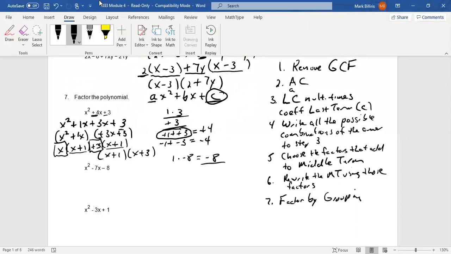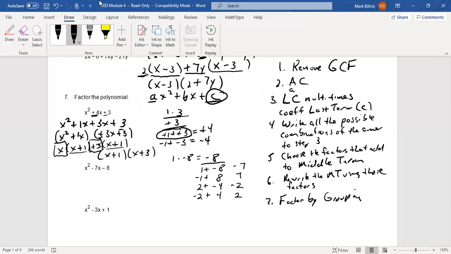Next, I'm going to write the possible combinations. So to get a negative 8, it's 1 times negative 8, negative 1 times 8, 2 times negative 4, and negative 2 times 4. So those are all the possibilities. Now I'm going to add these together. The first one would give me a negative 7. The second one would give me a positive 7. The third would give me a negative 2. And the last one would give me a positive 2.